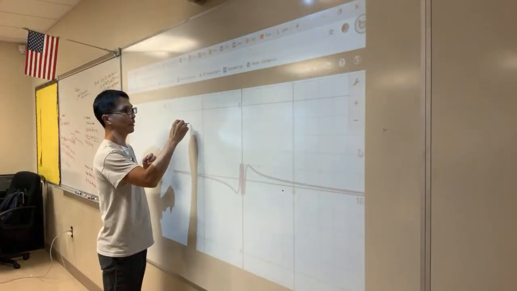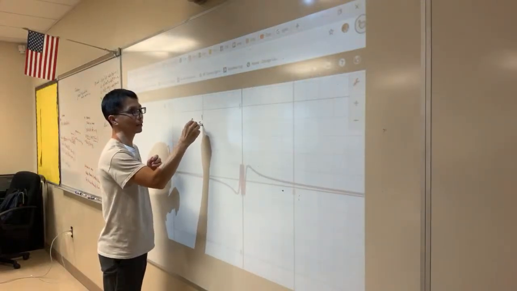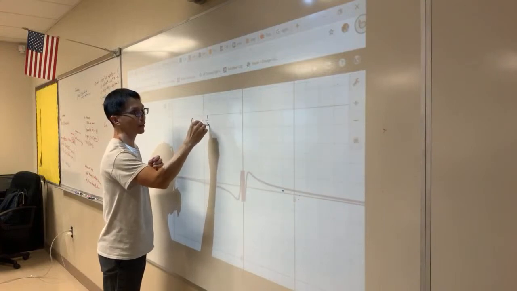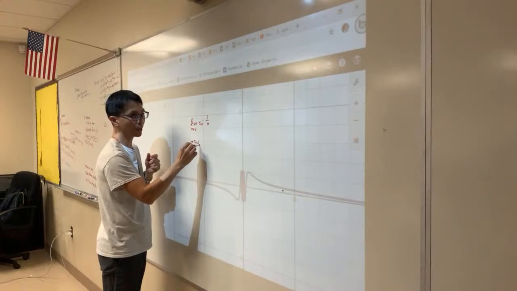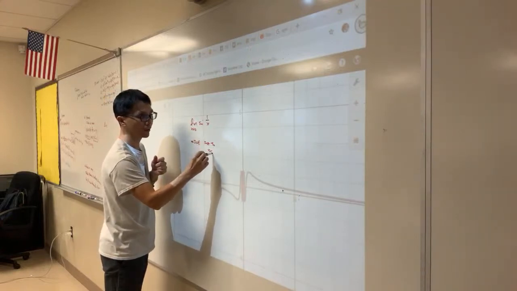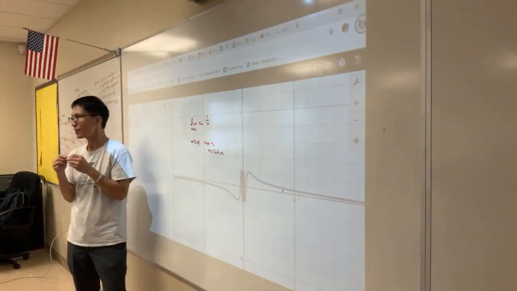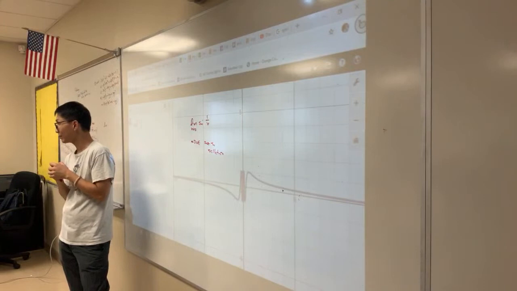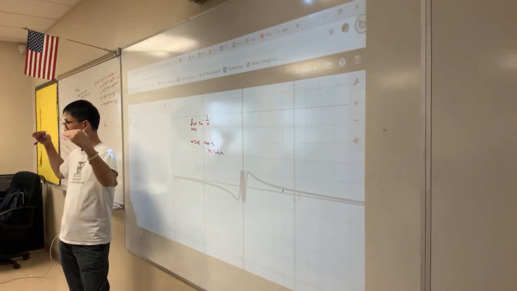So the limit as x approaches 0 of sine of 1 over x, when it reaches 0, does not exist due to oscillation. It's oscillating so fast that it does not exist. Yes? So for me, when we're finding limits, we just get closer and closer. On both ends, yeah.